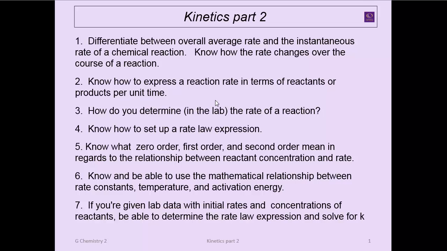So today's video we're going to talk about kinetics. This is part 2 of a multi-part talk on kinetics. You can find the other videos on YouTube. But what we really want to focus on today is the rate expression: how to determine that rate expression, how to find the rate constant, and how that rate constant changes with temperature.